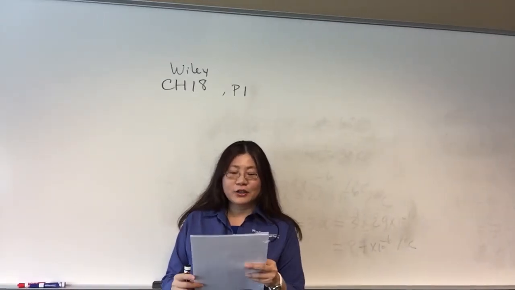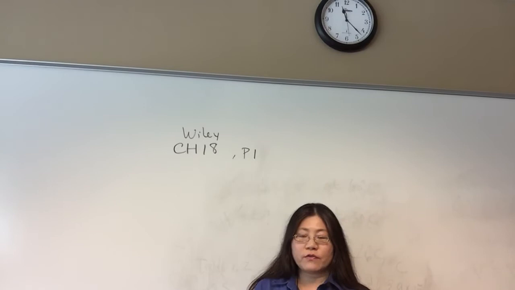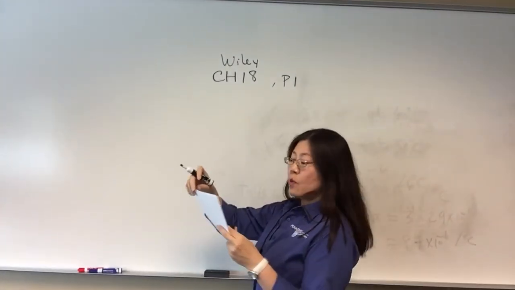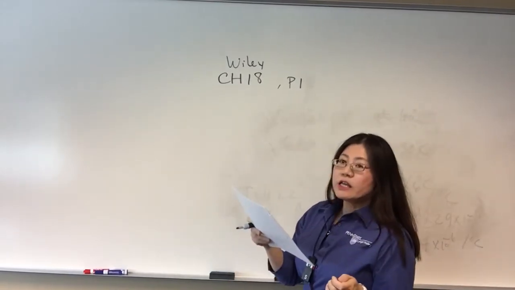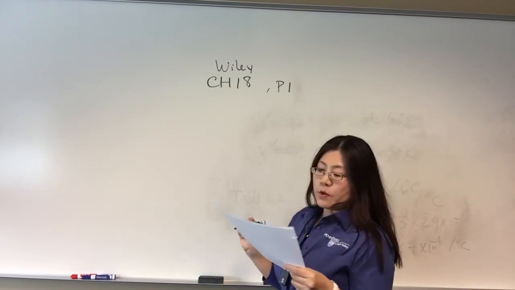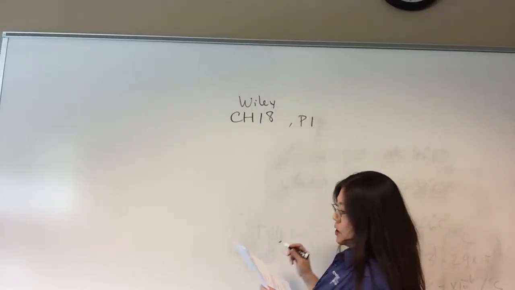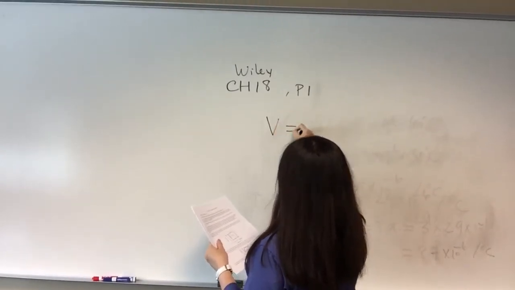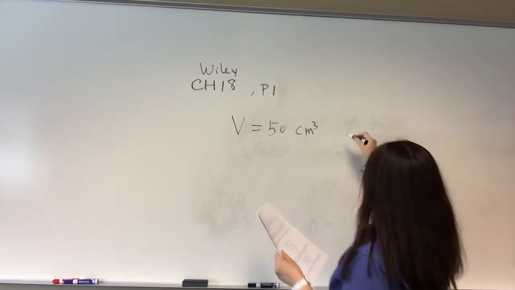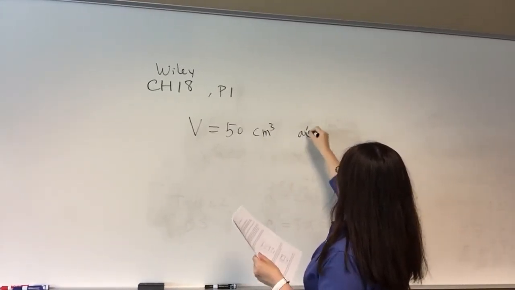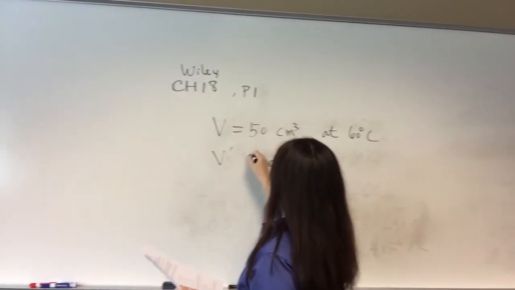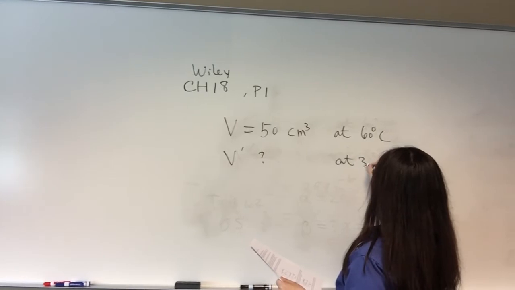Hello. All right, so we're going to do problem 11 from chapter 18. This is the problem from the Wiley book. The problem says, what is the volume of a lead board at 30 degrees Celsius if the board's volume at 60 degrees is 50 centimeters cubed? So let's call this initial volume 50 when the temperature is 60 degrees Celsius. And now you'll also find V prime when the temperature is 30 degrees Celsius.